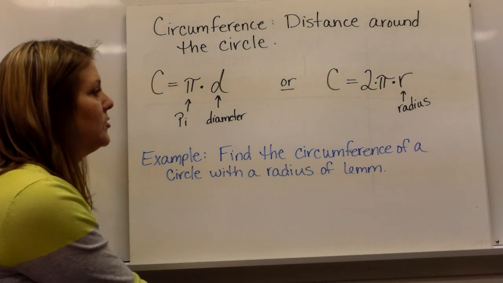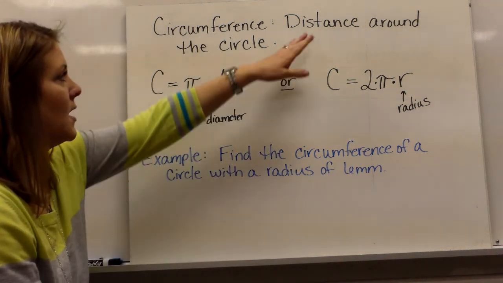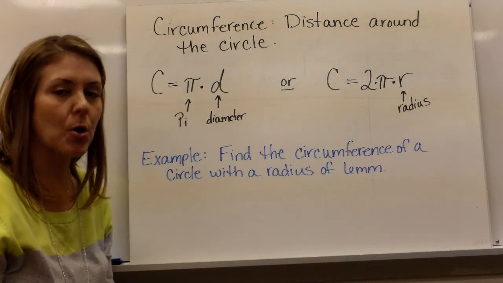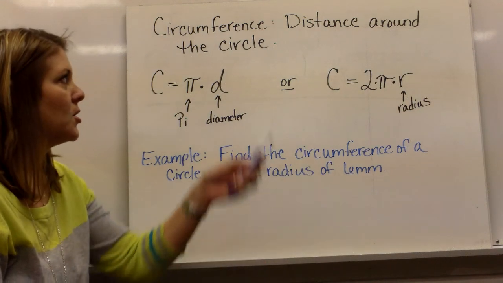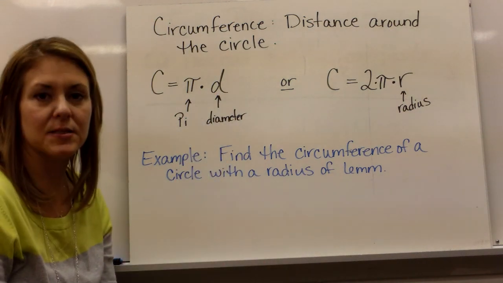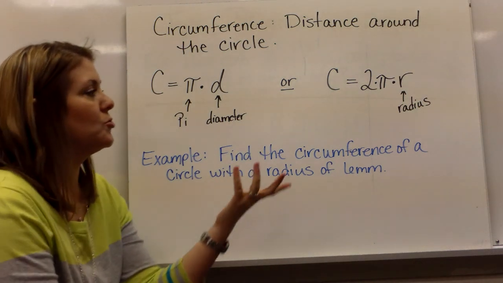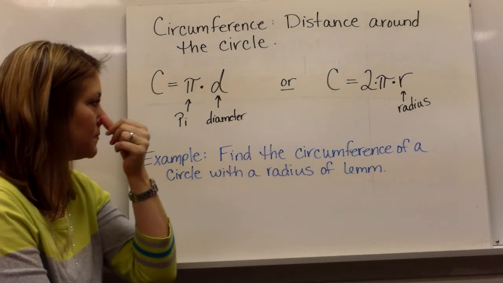Okay, we're going to look at circumference first. Circumference is the distance around the circle. So what we like to think of as perimeter with triangles and rectangles, circumference is along the same lines but dealing with the circle. To find the circumference of the circle, you can use one of two formulas.